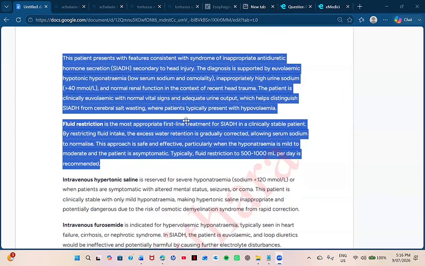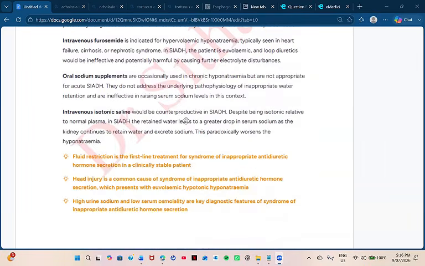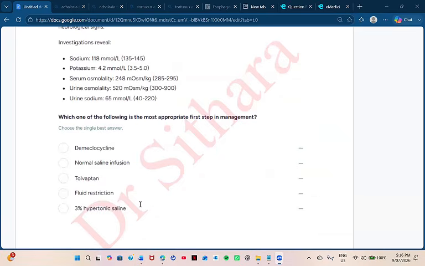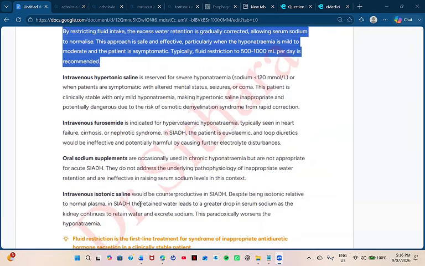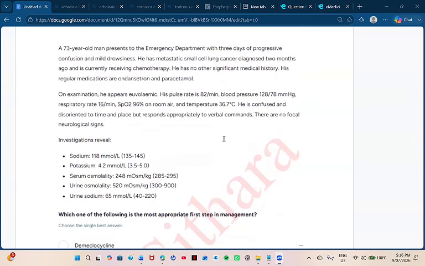Okay, so when should you give intravenous saline 3%? Yes, 3% hypertonic saline. When to give 3% hypertonic saline? Tell me, doctors, when to give 3% hypertonic saline? Yes, in severe cases, right? I will explain. Okay, we'll do this question and I will fully explain the topic.